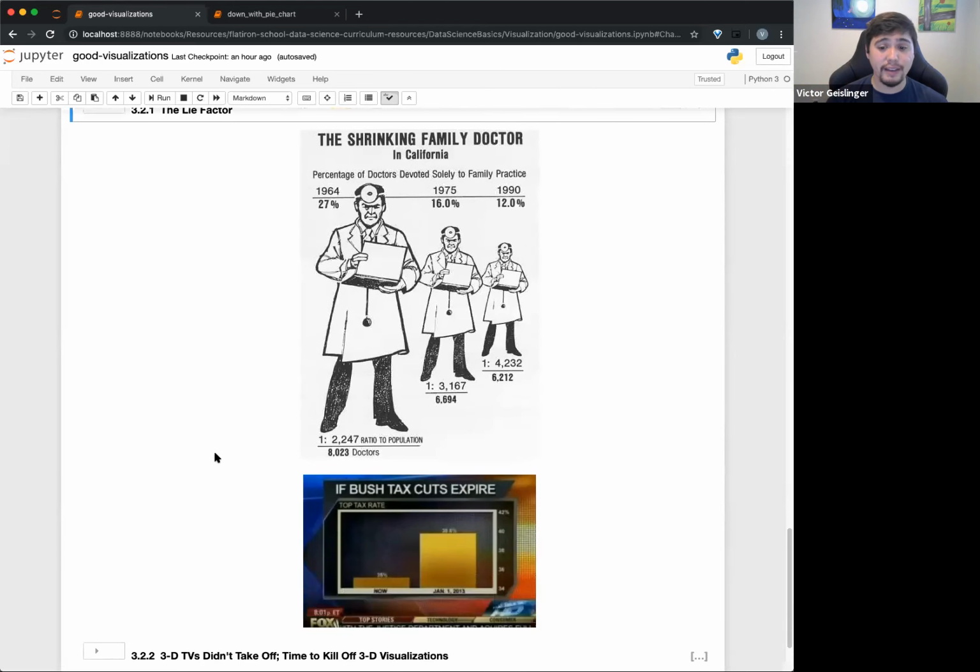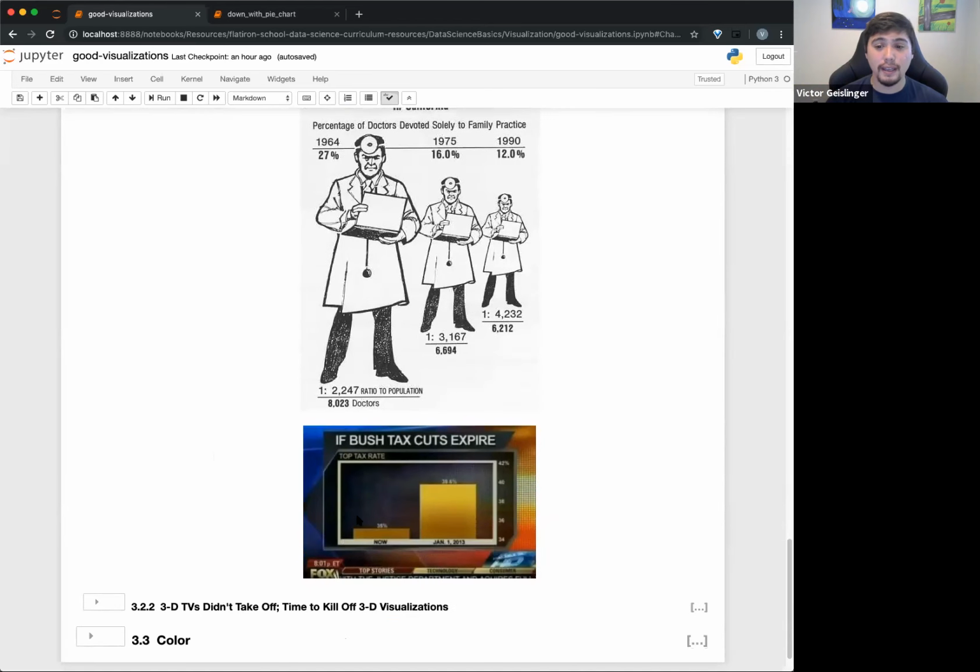Another part of the lie factor, and this is a really famous one, is when George W. Bush was presenting, when he was president, talking about tax cuts. And they were saying they were going to expire and go to Obama's era. They were saying, well, what it is right now and what it is right here. And it's kind of a small picture. We can see, oh, it's very small. But if you look carefully, it starts at 34.